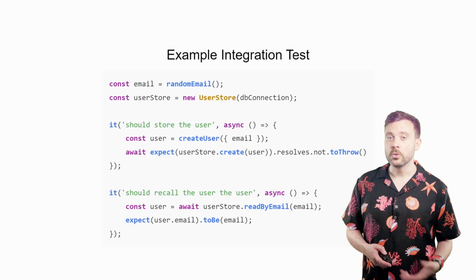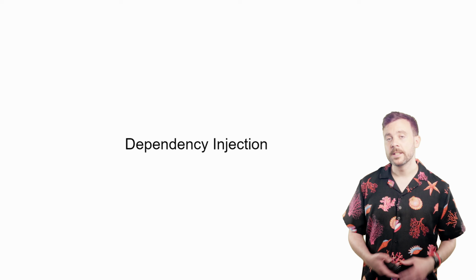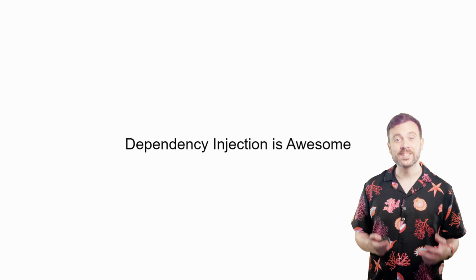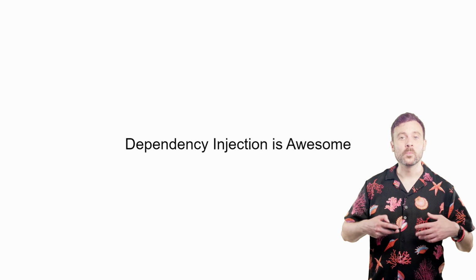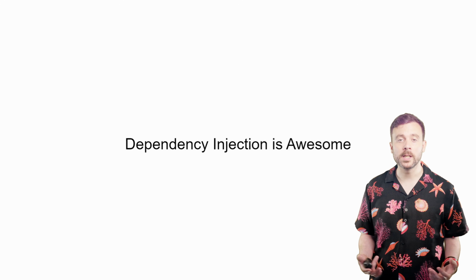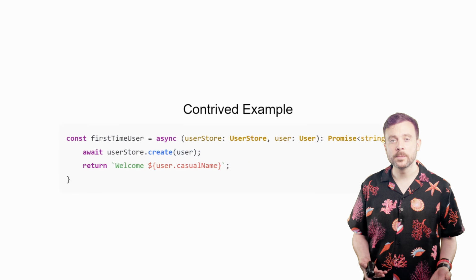So now let's use our test in our code. We're going to use dependency injection to do that for us. Dependency injection is awesome. What we can do is create the user store elsewhere, not care about that part, and pass it into our function where we're going to use it.